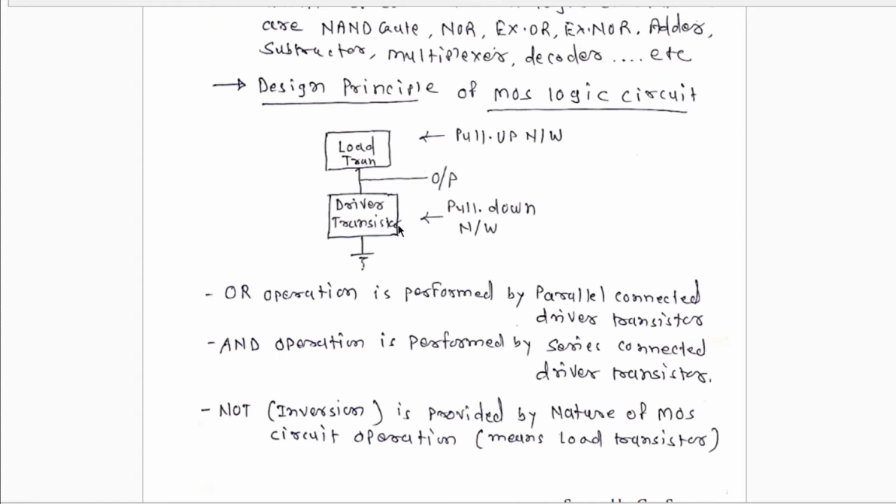Now for making a MOS logic circuit, these are the basic principles. First, the OR operation is performed by parallel connected driver transistors, the AND operation is performed by series connected driver transistors, and the NOT operation is provided by the nature of MOS circuit operation. That means the load transistor provides it.